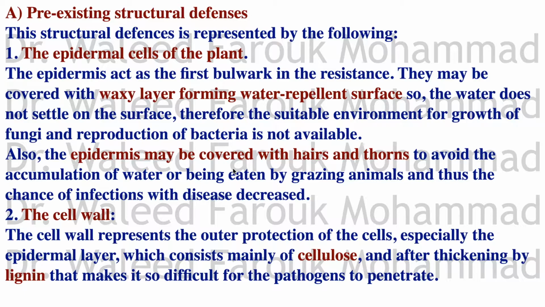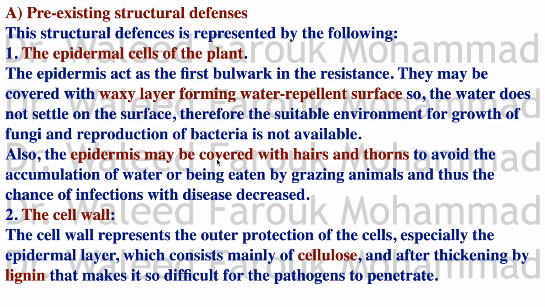ممكن كمان الابيديرمس may be covered with hairs and thorns زي الشعر او زي الاشواك to avoid the accumulation of water برضو or being او ان عشان النبات ده ما يتاكلش من حيوانات معينه and thus the chance for infections with disease decreases. يبقى ده اللي بيحصل في الابيديرمس. يبقى اول ده هو الفيرست لاين اوف ديفense، الابيديرمس سيلز، الابيديرمال cells of the plant.